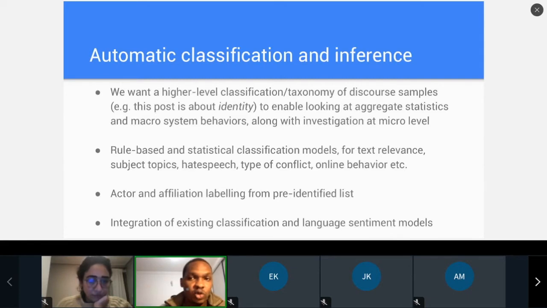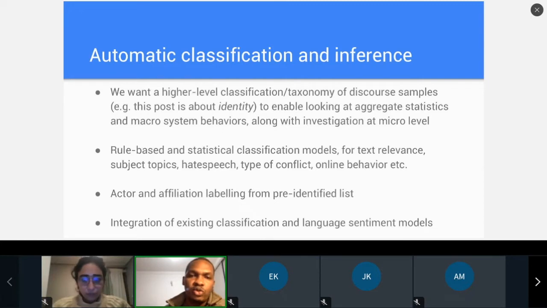So the next step is once you collect that data, we automate the classification and inference. So what we want to do basically in this process is we want a higher level classification taxonomy of discourse samples. So for example, when you look at a post, you want to say that this post is about identity in your particular context, right? And then that post is tagged as an identity post. So you can use a topic, for example.